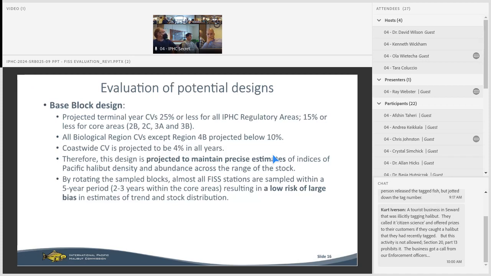So in summary, base block design projected CVs of 25% or less for all regulatory areas, 15% or less for the core. All biological region CVs projected below 10% except for B, low coastwide CV. So precise design, but more importantly, as Ian mentioned yesterday, we're trying to move a bit away from the focus on CVs. They became a focus, they became a sort of a target for us to examine as a criterion for evaluating designs back when we had much more even coverage across the coast. And so if we had low CVs, there was potential for increasing station density or doing something to improve that in a regulatory area. Where now we have large gaps in coverage, we're more concerned about the bias induced by those gaps in coverage. You can still have precise estimates while bias increases. But with this design, it should mitigate the risk of bias while keeping estimates precise.